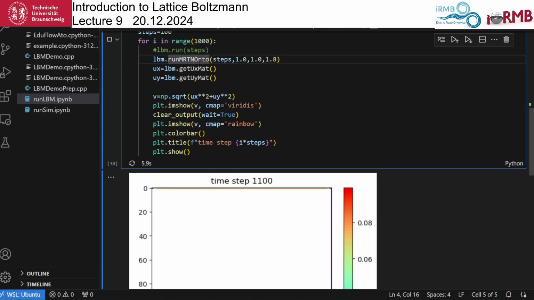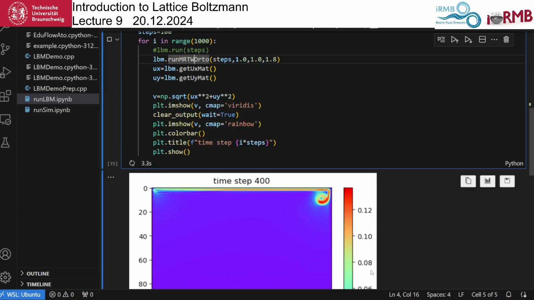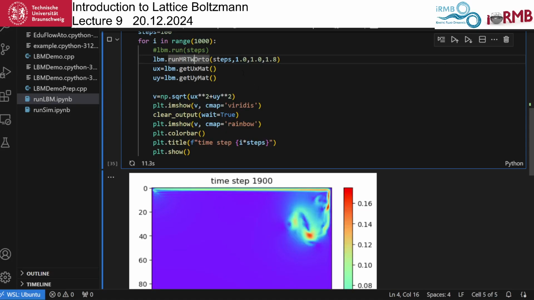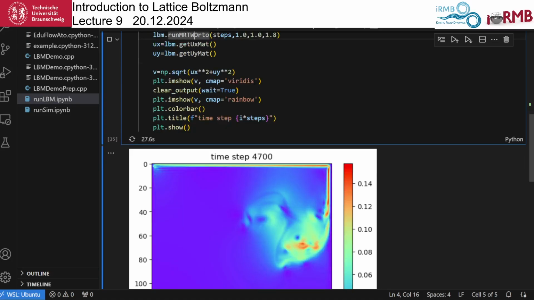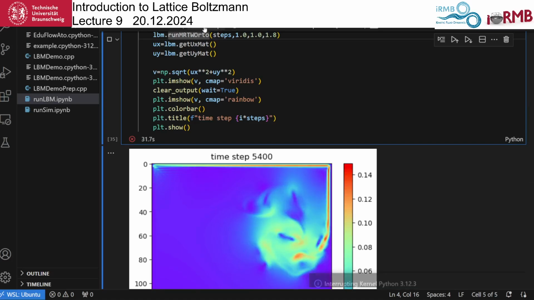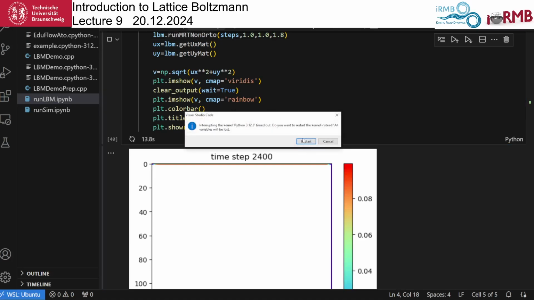Let's see whether, oh. Okay, now we see a difference here. Now we have a relatively high relaxation rate for the fourth order moment, and it still remains stable with the weighted orthogonality. Whereas we tested the same value for the non-orthogonal version, and this crashes immediately. I stop this. Okay, I have to restart my kernel.